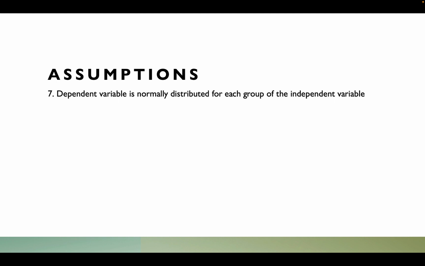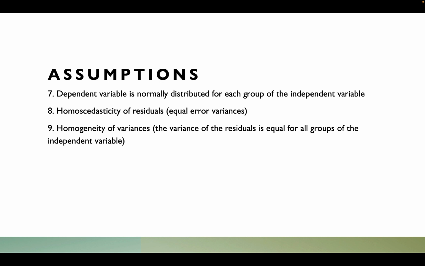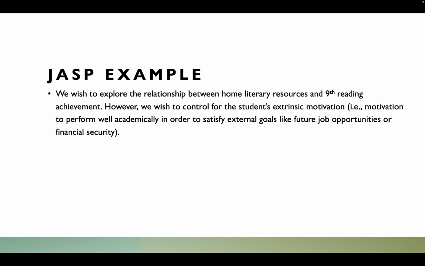All right, continuing with our assumptions, the dependent variable is normally distributed for each group of the independent variable. We have homoscedasticity of residuals, or equal error variances, and we also have homogeneity of variances. The variance of the residuals is equal for all groups of the independent variable. Some of these we've seen before, but we'll go through them again once we get into our JASP example. And then lastly, there are no significant outliers. Okay, 10 assumptions that have to be met for us to be able to run an ANCOVA.